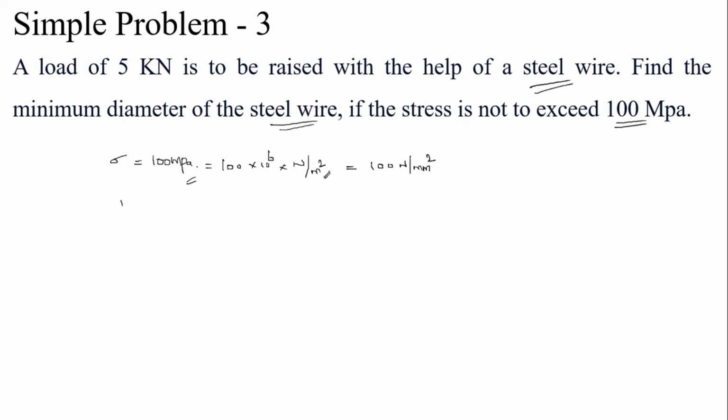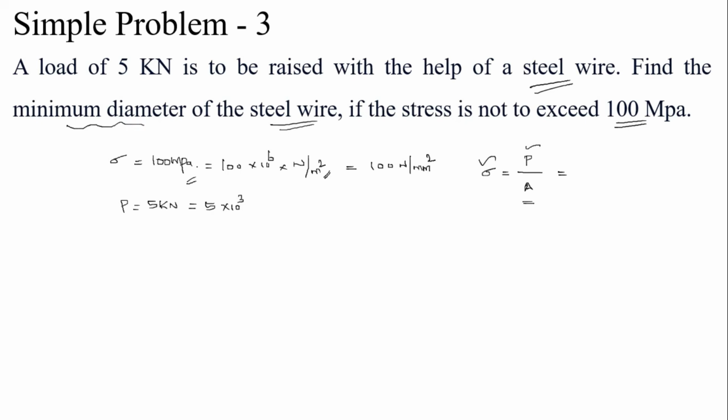And the value of the load P is equal to 5 kilonewton, which is equal to 5 into 10 to the power of 3, right? And find the minimum diameter, right? First we have to calculate stress. Stress is equal to load by area. What is area? We don't know, right? Stress is given, P is also given, we have to calculate area. So from that area we can calculate the minimum diameter, right?